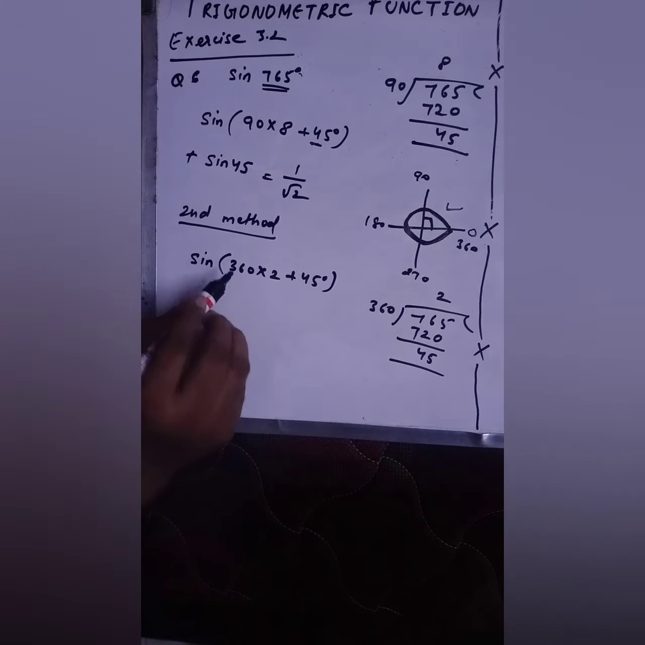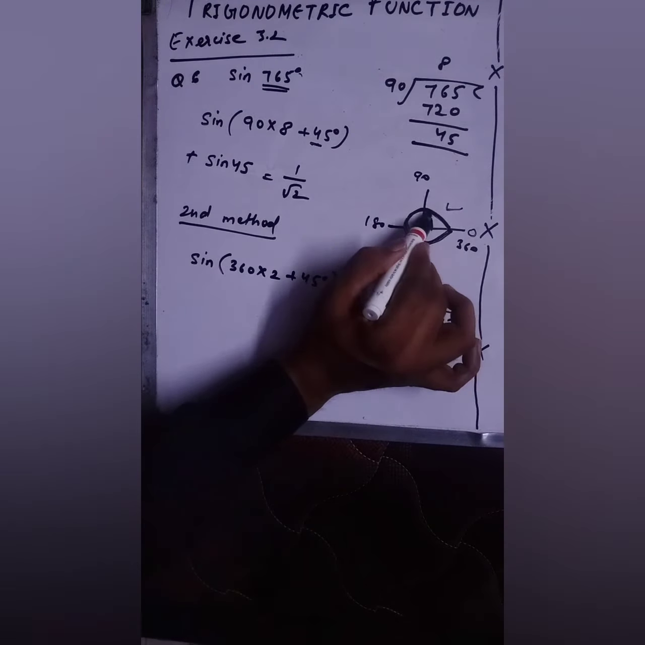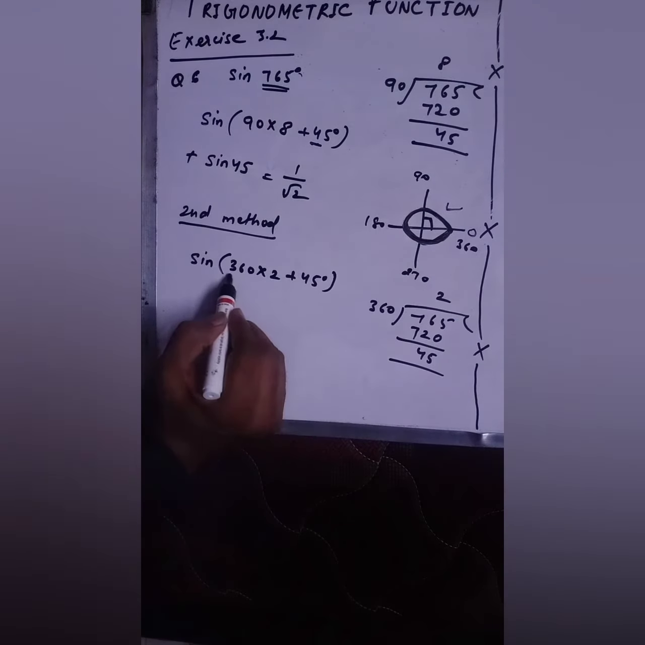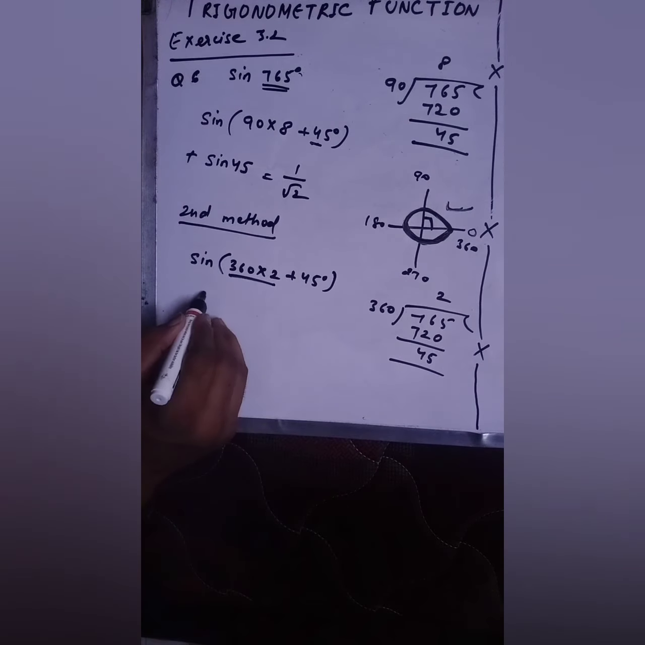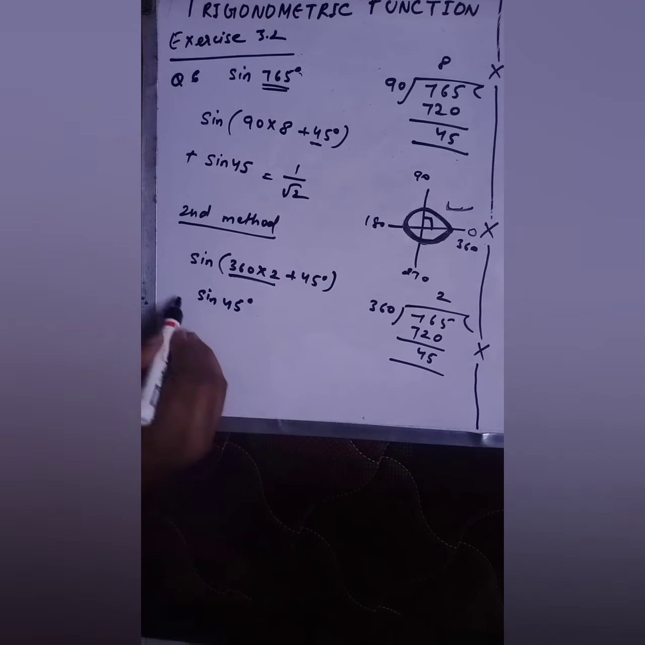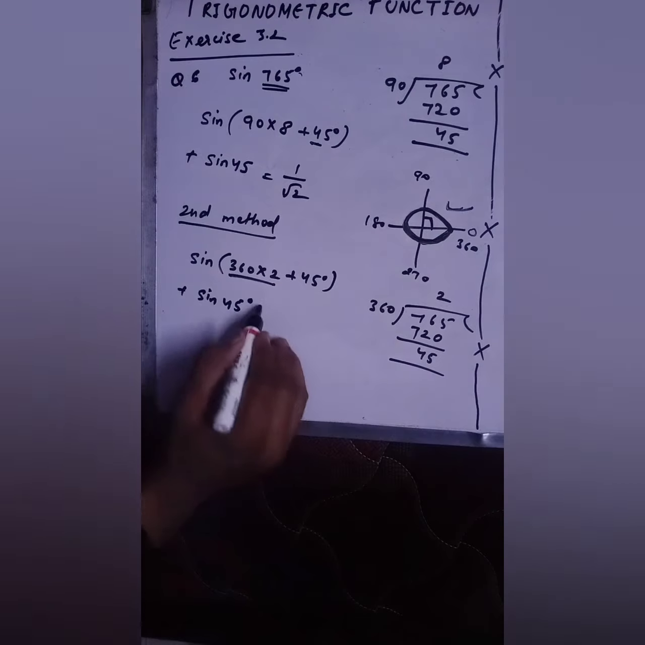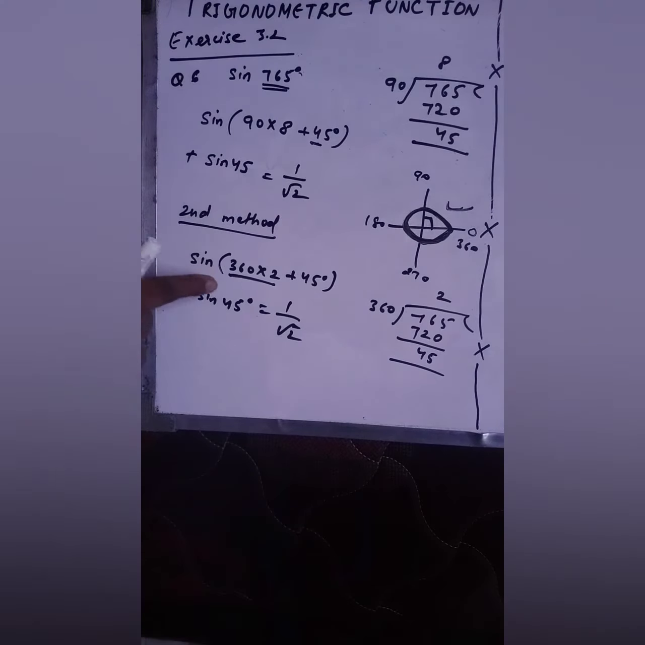Here you have to take 2 rounds of 360. One complete round is 360, and then the second round is again 360, so this angle is completed. Plus 45 means again it is coming in the first quadrant. So you will write sine 45, and it will be positive because it is lying in the first quadrant. So the value will remain 1 by root 2.